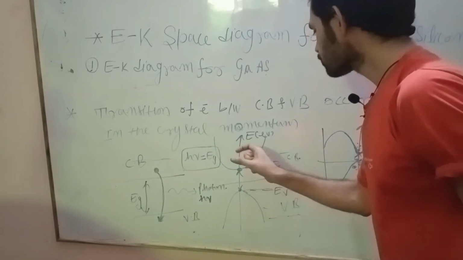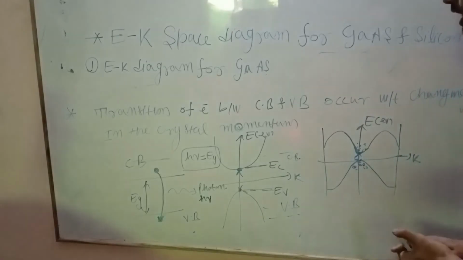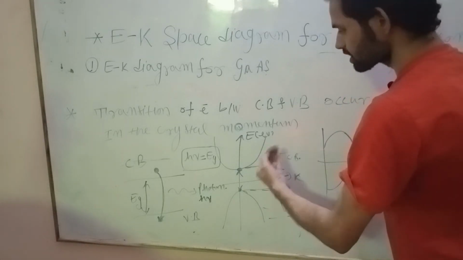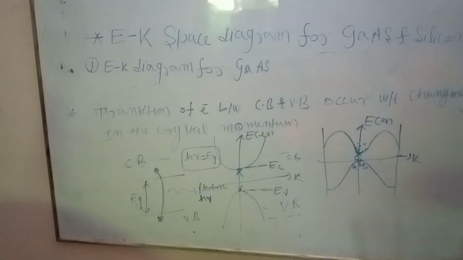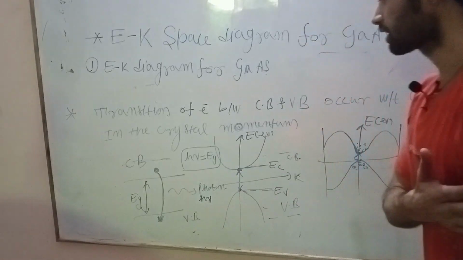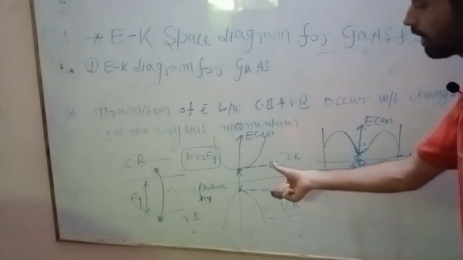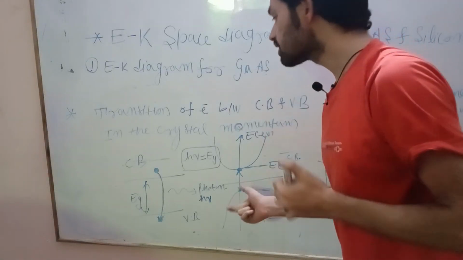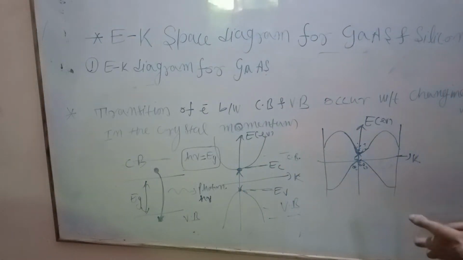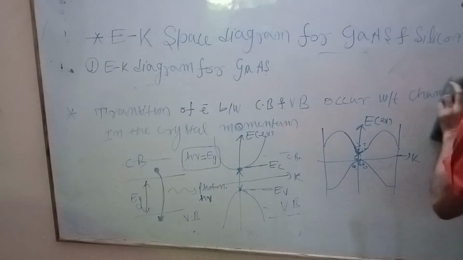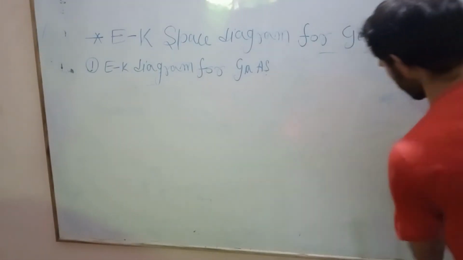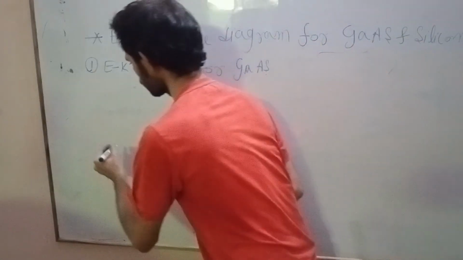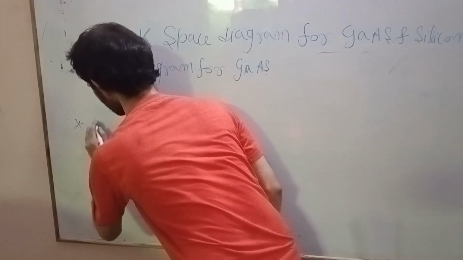Here both momentum and energy have been conserved in the case of a direct band gap semiconductor material like gallium arsenide, because both have direct nature. So this direct nature has a significant effect.